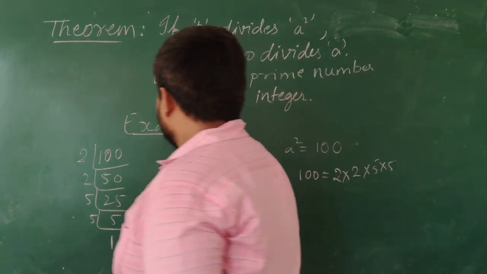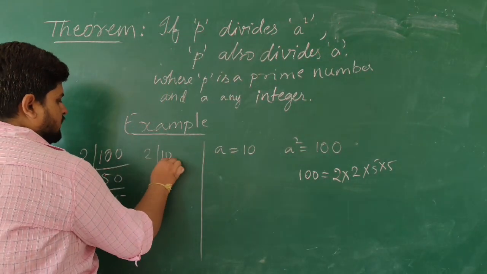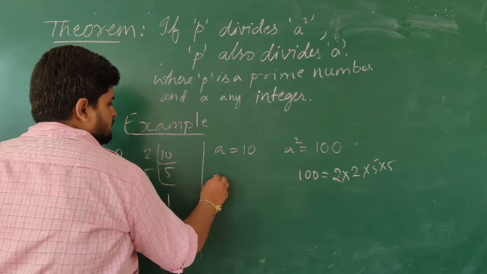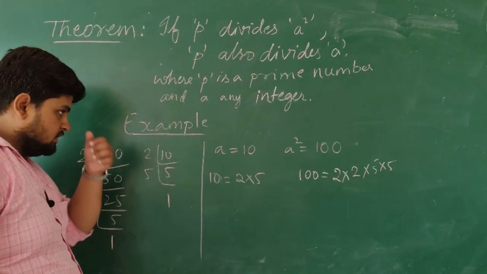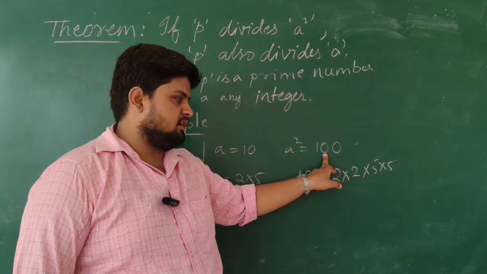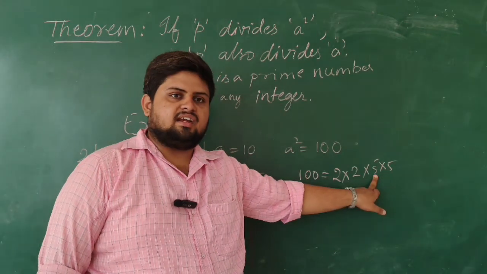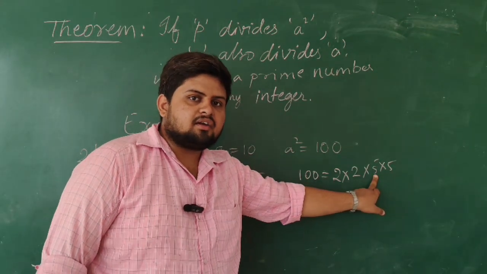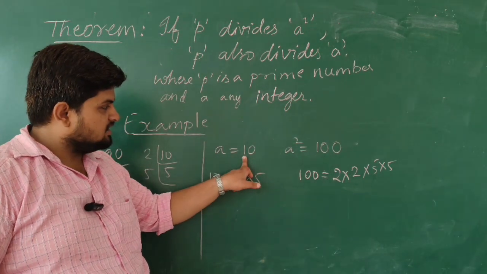Now let me prime factorize 10 in a similar way. 10 can be written as 2 into 5. Now look here: the prime factors of 100 are 2 and 5, the two prime factors we find for 100. You can observe that 2 and 5 are also the factors of 10.